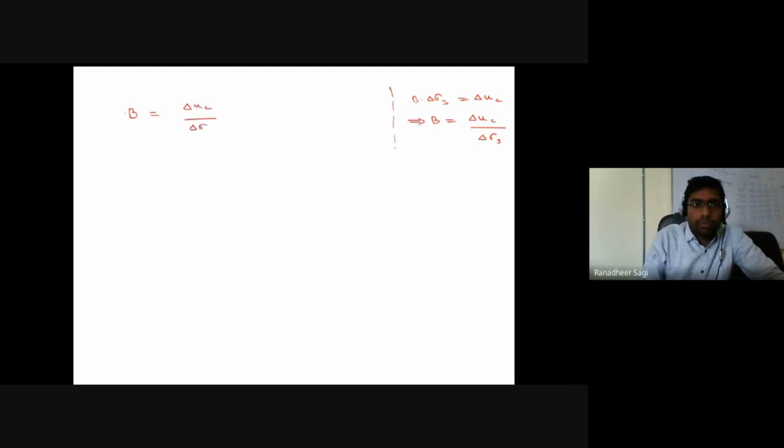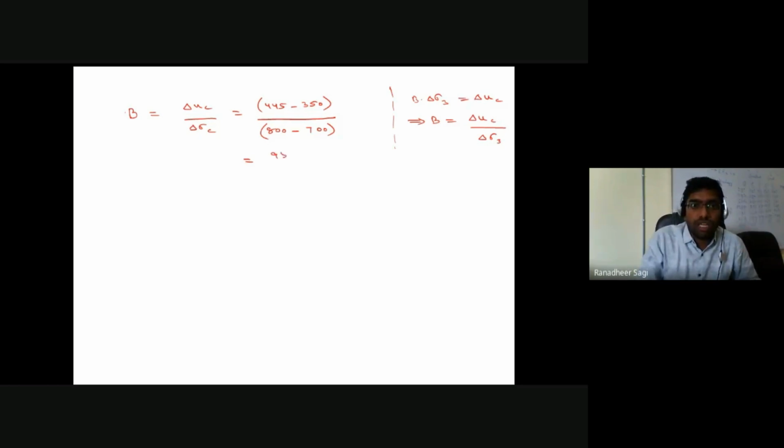We know that B into delta sigma 3 is equal to the increase in pore water pressure because of the applied confining stress. So this implies B is the increase in pore water pressure because of the applied confining stress divided by the increase in confining pressure that you applied on the soil sample, which I can write as delta sigma 3 or delta sigma C. Both are one and the same. So B is nothing but delta UC by delta sigma C.